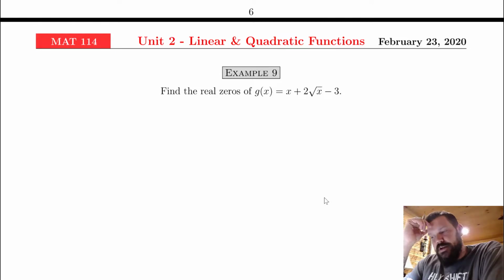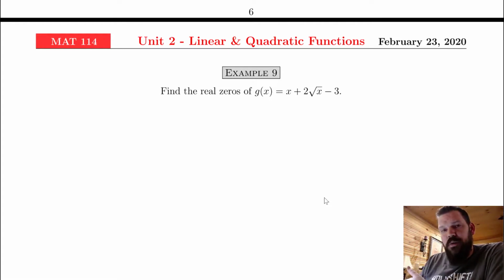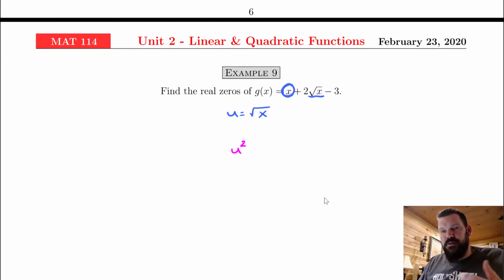This does not appear to be quadratic. However, we can write it as a quadratic doing the same technique that we did in example 8. Here it's not as clear what we want to let u equal, but if we notice our linear term has a square root of x. So let's let u equal the square root of x. So what that means is for this first term to be x, it would have to be u squared, because the square root of x squared is going to be x. So now we have u squared plus 2u minus 3.